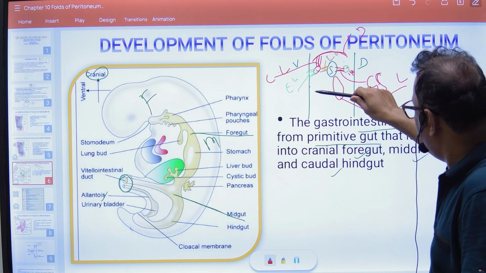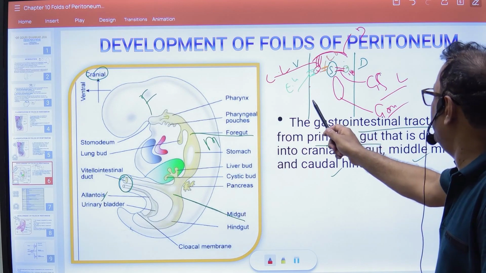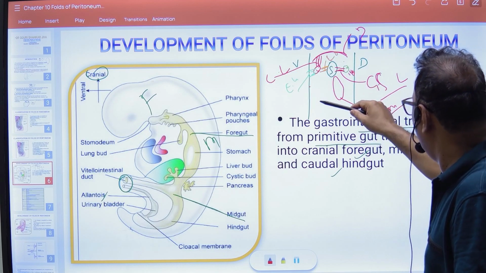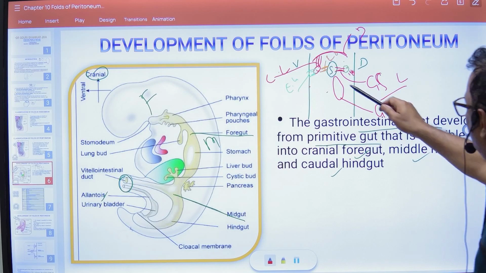In the foregut region, and in the midgut and hindgut region, we don't have the ventral, we have only the dorsal mesogastrium over here. We are not concerned at this point with the midgut and the hindgut. We will focus only on the foregut.